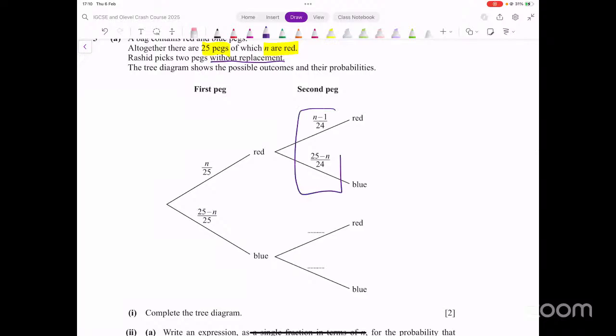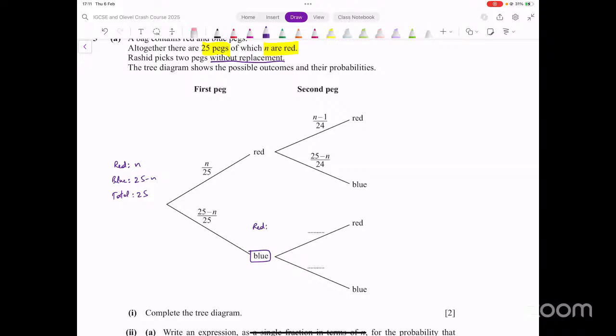They've already completed this part. Let's focus on the second branch here. This is the probability of taking out a blue ball the first time. Initially, what you have is n red balls. And what about the blue balls? The blue balls are 25 minus n. And the total is 25. Okay. If the first time you take out a blue ball, what's the number of balls after this?